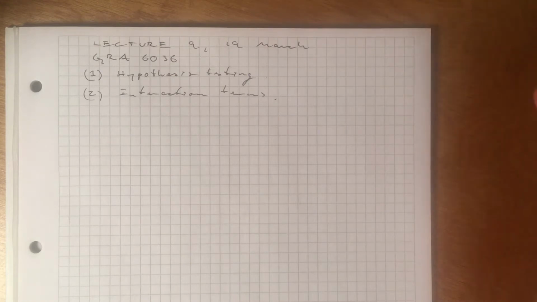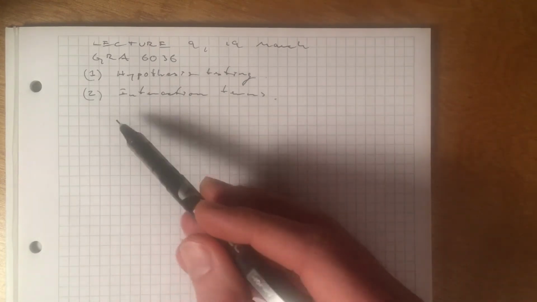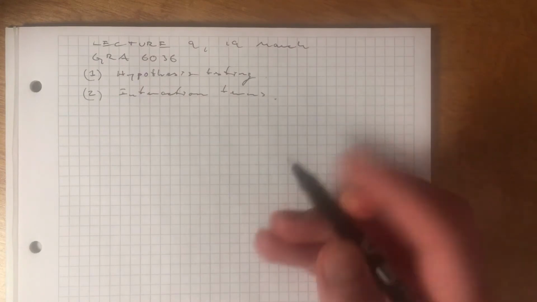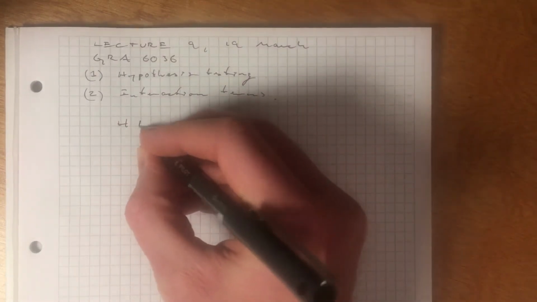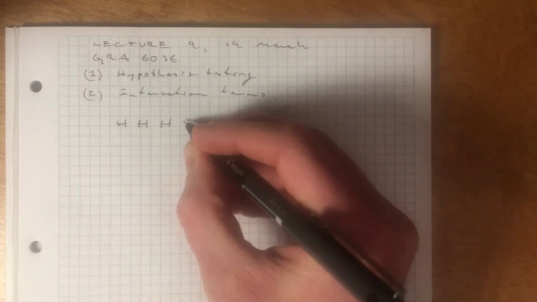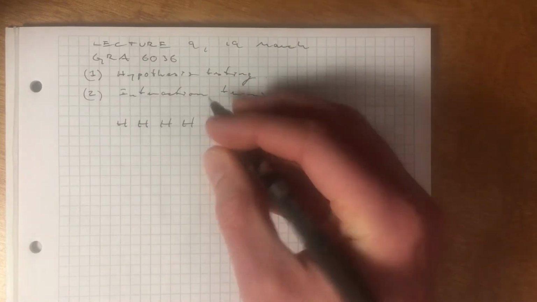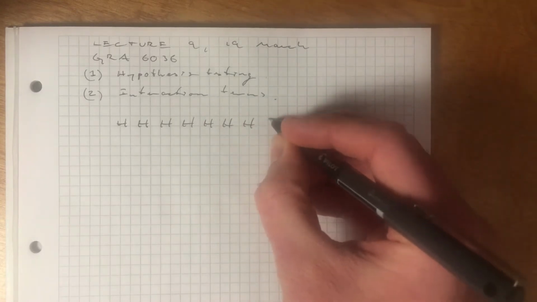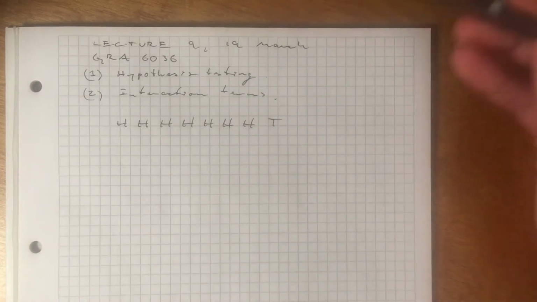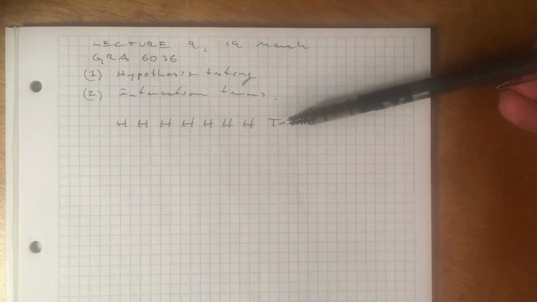Well, so let's start out by coin flipping. Say you toss a coin 8 times and we get heads, that's 1, 2, 3, 4, 5, 6, 7, 8. So in 8 tosses of this coin, you get one tail.